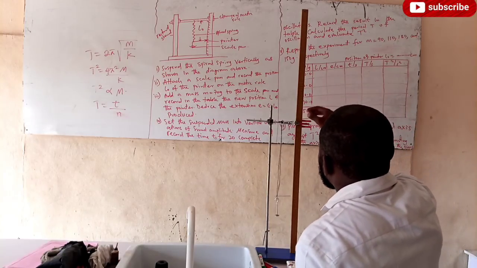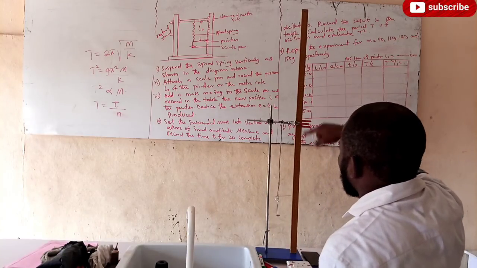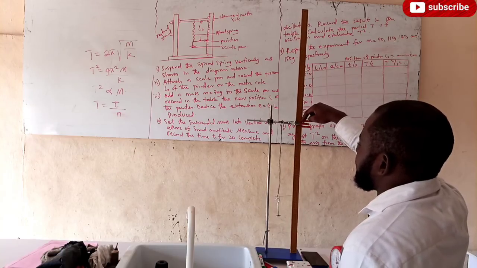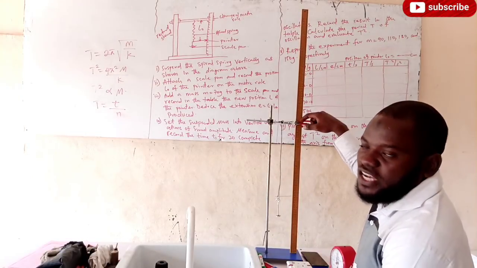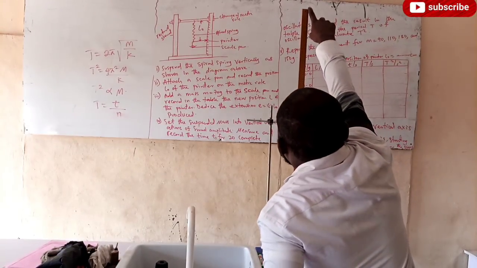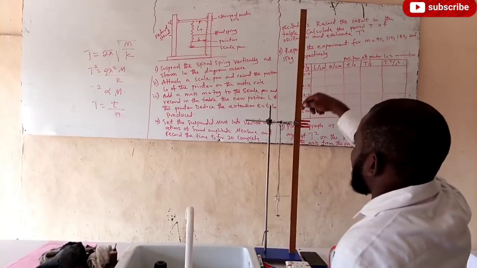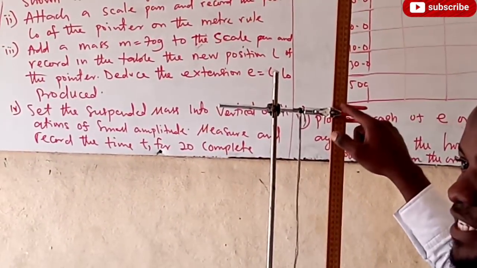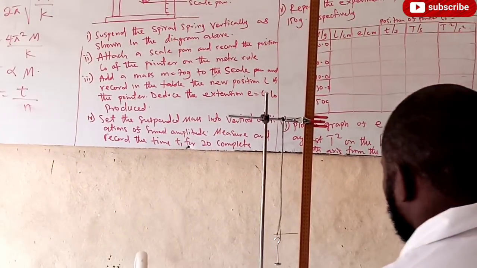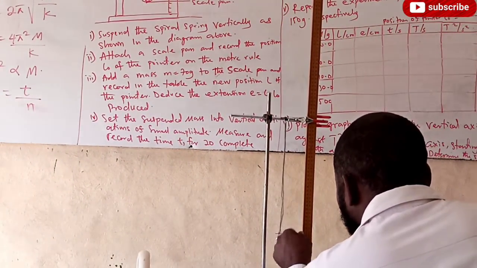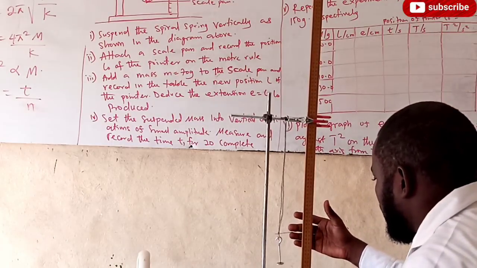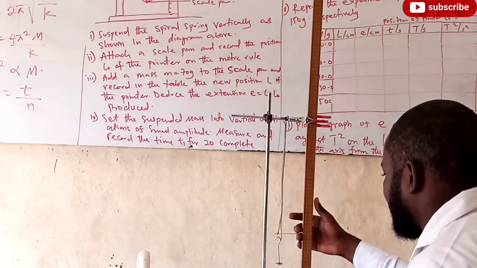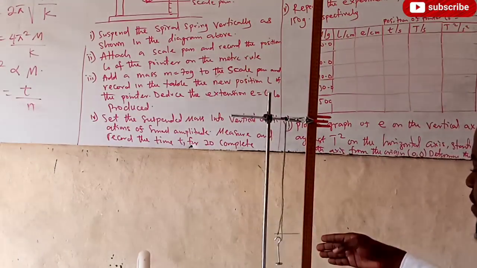Now, if you look at my meter rule, it is starting from 46. So I'm taking my 46 to be my zero point. You know, the zero point of the meter rule is where I'm supposed to start from, but because I inclined it at this point, I'm starting at 46. So 46 is 0. Now see, my pointer is pointing at approximately 78.5.